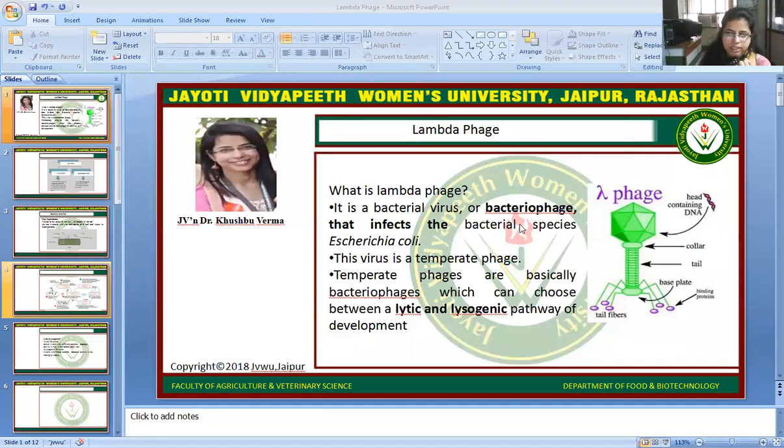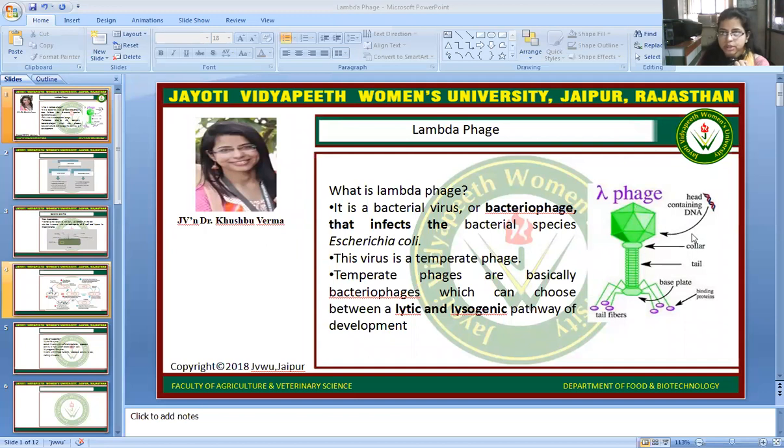In the lytic phase, it will instantly multiply and make multiple copies in a very short time, but in the lysogenic pathway, first of all it will go into the rest phase and then it will convert from the lysogenic to the lytic phase and then it will multiply its genetic material and its copies.